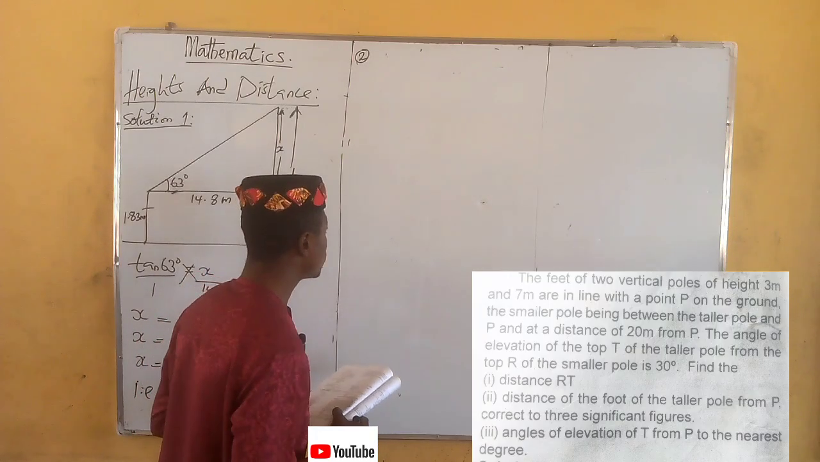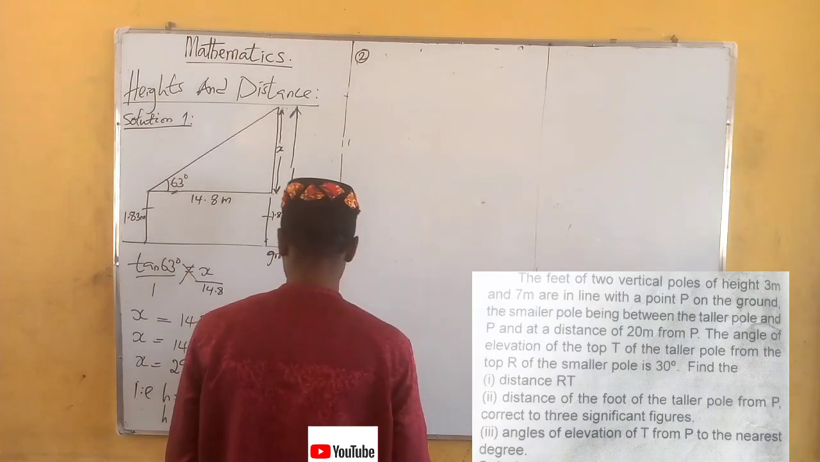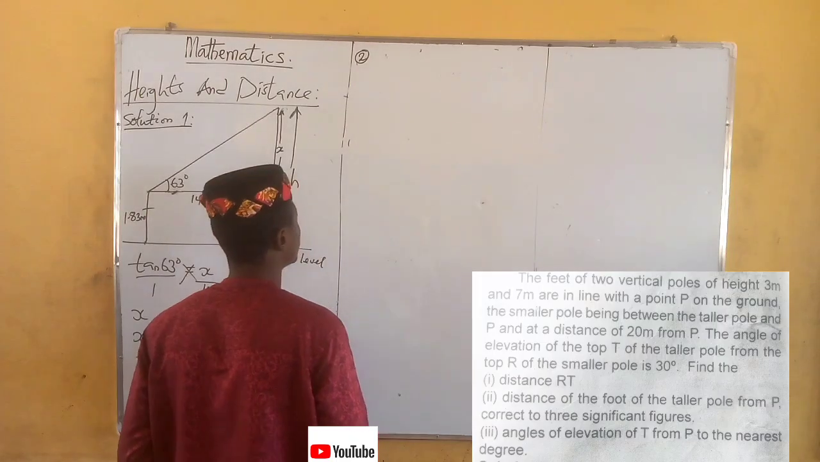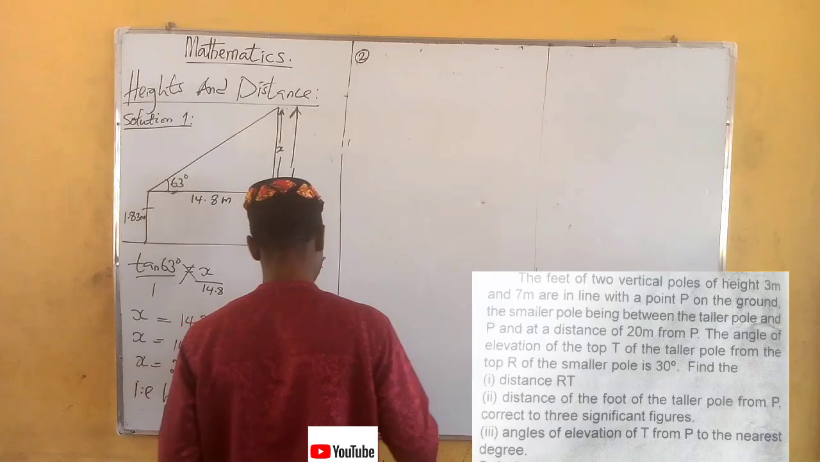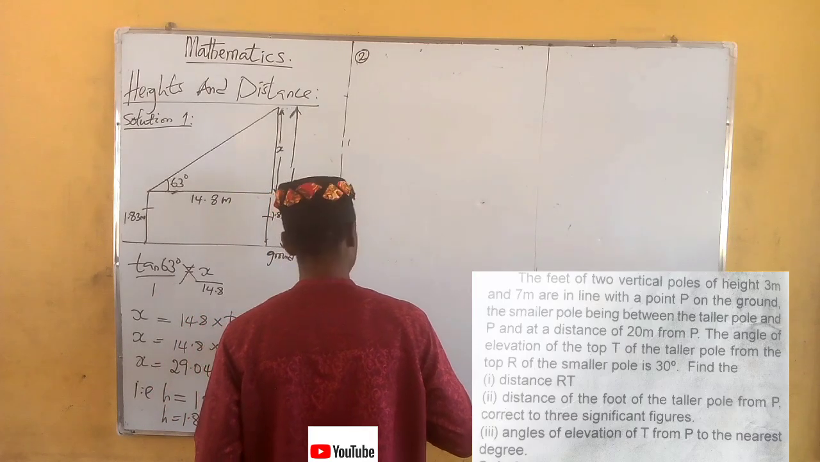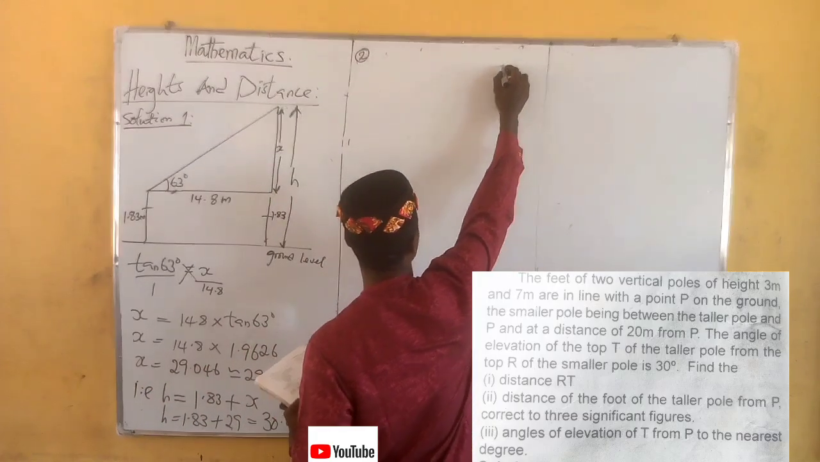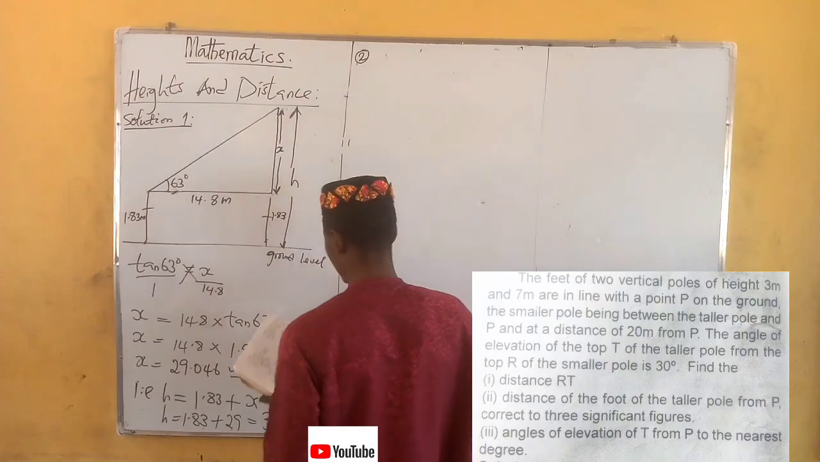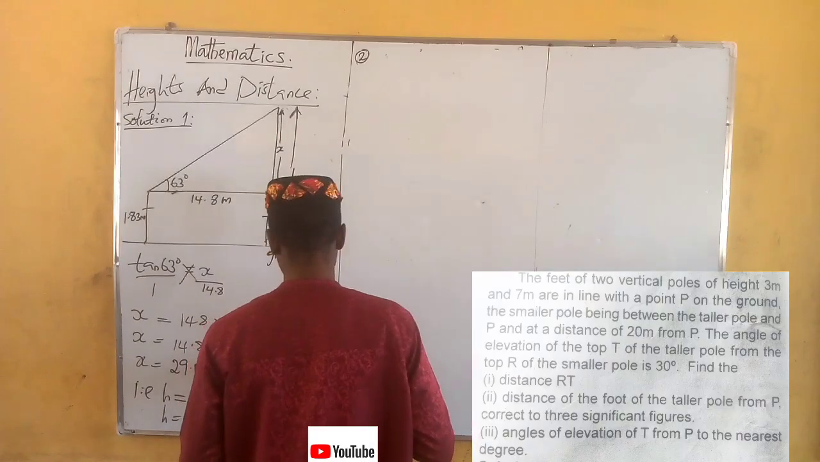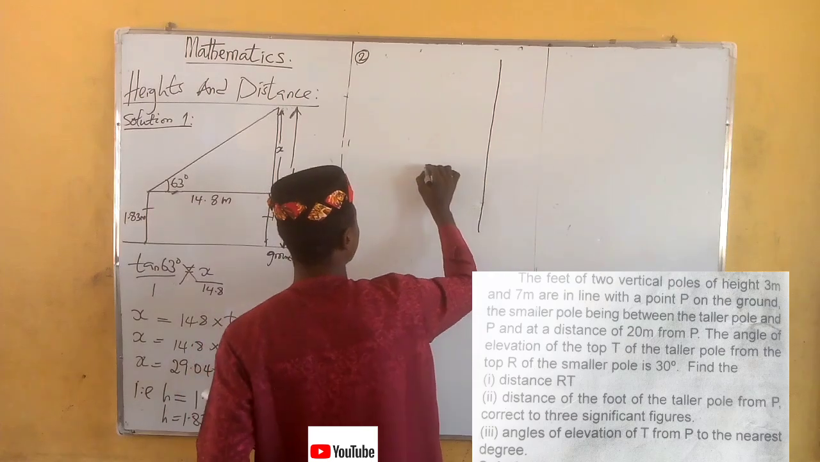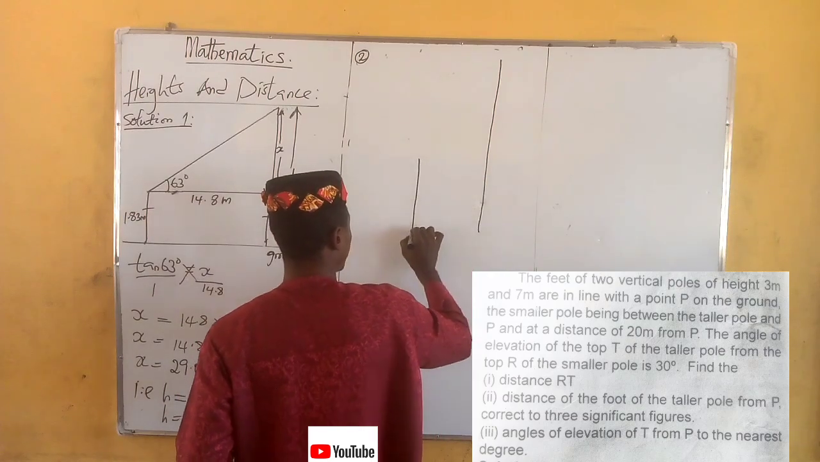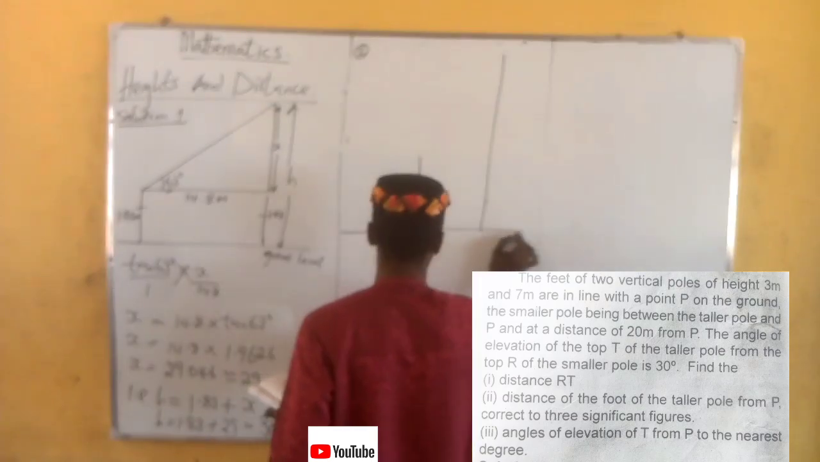Alright, if you look at this question very well, you will agree with me that from that question, first of all, the feet of two vertical poles. So we have two poles. Alright, there are two vertical poles. One of these poles is taller, and then we have another small pole again. Both of them are sitting on the ground.